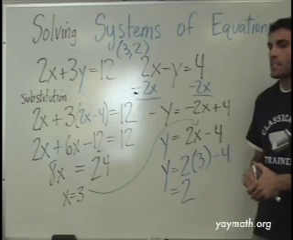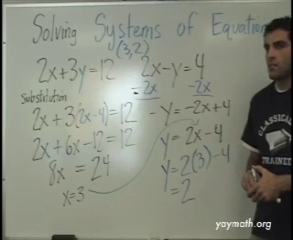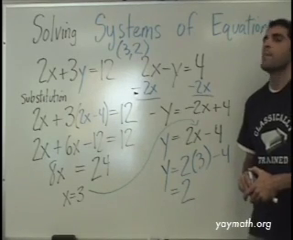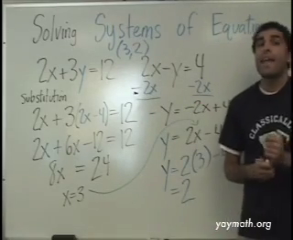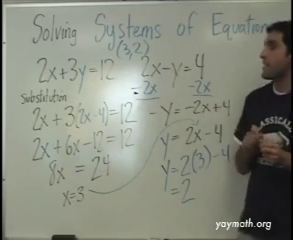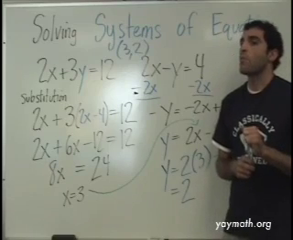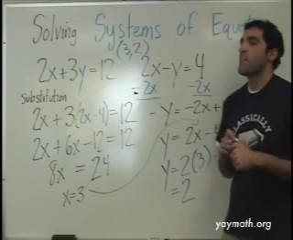So what does that mean? Does that mean that's where those 2 lines meet? Exactly. It means 3, 2 is the point where these 2 lines meet, and 3, 2 is the only point that will work in both equations.